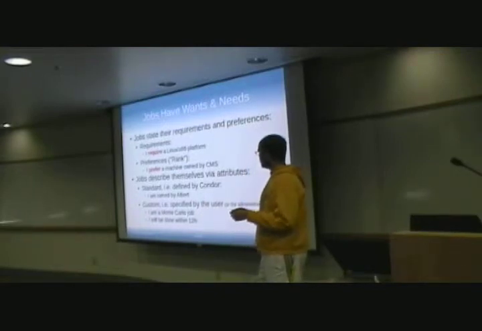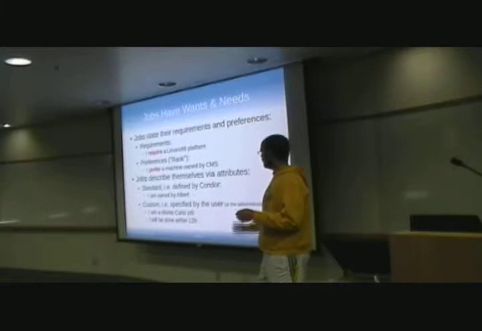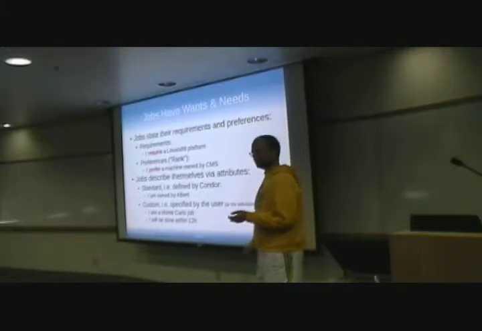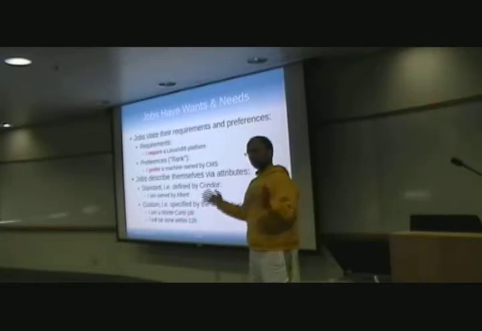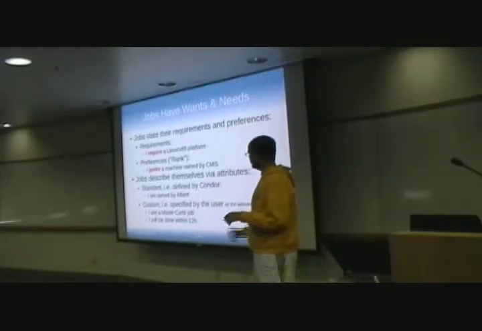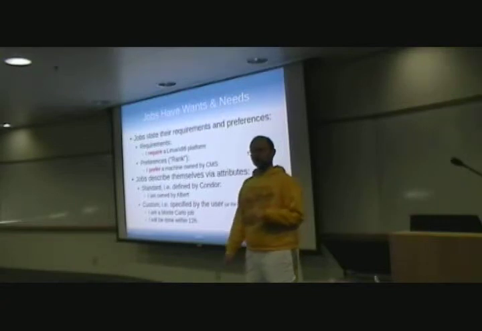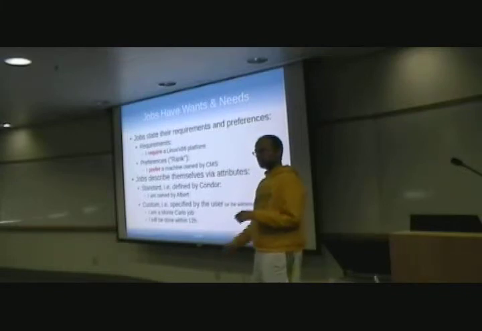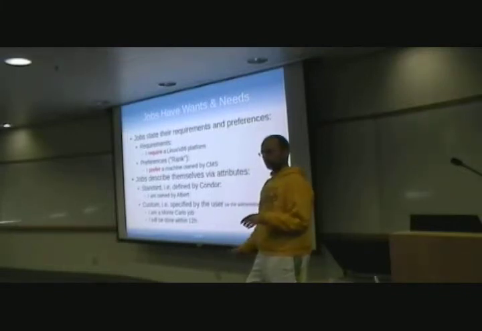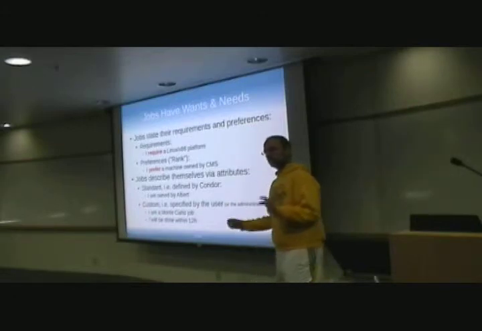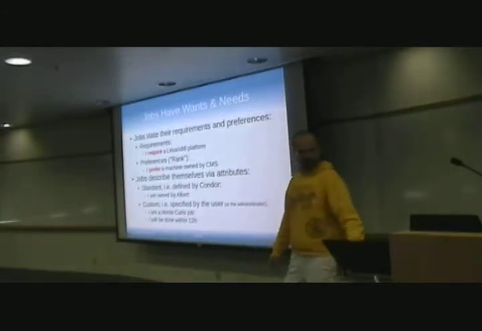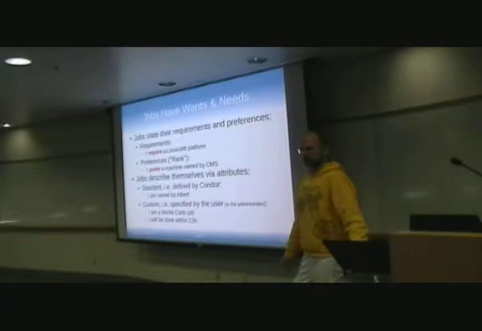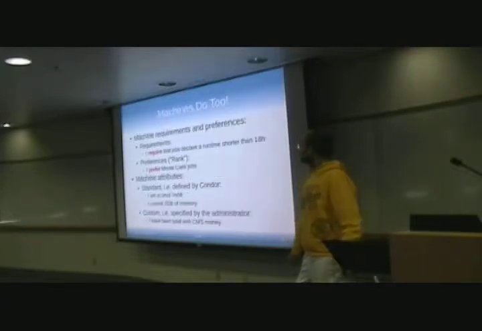The jobs describe themselves via attributes. There are several standard attributes that are defined by Condor, like my owner is Albert. And there can be any other custom attributes that the user can add, like I'm a Monte Carlo job, I will be done within 12 hours. It's not standardized in Condor. Users can essentially add whatever they want. It's good that there is some consistency, but from the Condor point of view, it doesn't really matter. Any string will do.